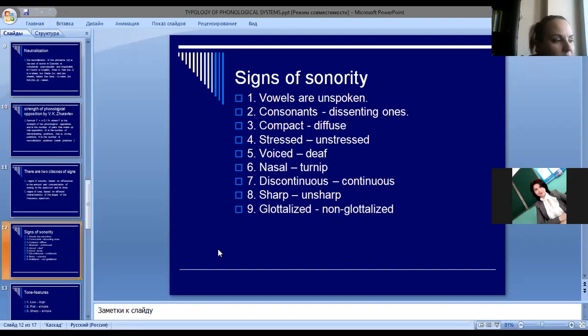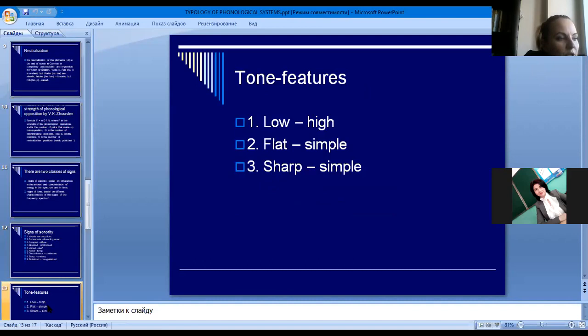In the group of tone features, the following features are distinguished. We have three of them. So, low and high, that is a concentration of energy in the lower and respectively higher frequencies of the spectrum. Peripheral phonemes with a larger size and less dissection of the resonator, alveolar and labial phonemes, and central phonemes with a smaller resonator size, like palatal and dental phonemes, are distinguished by articulation.